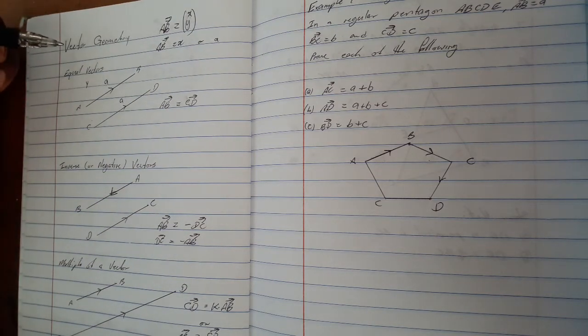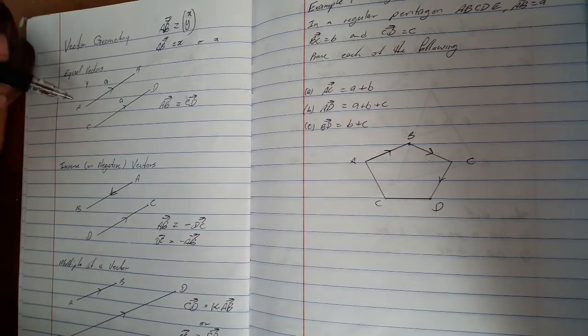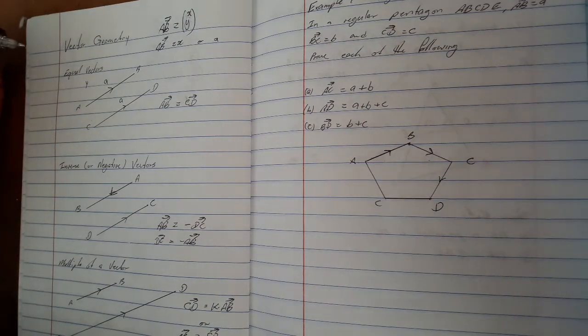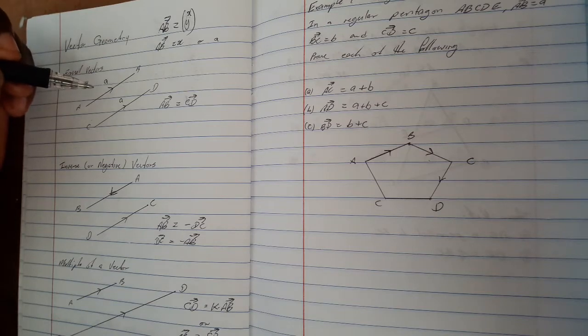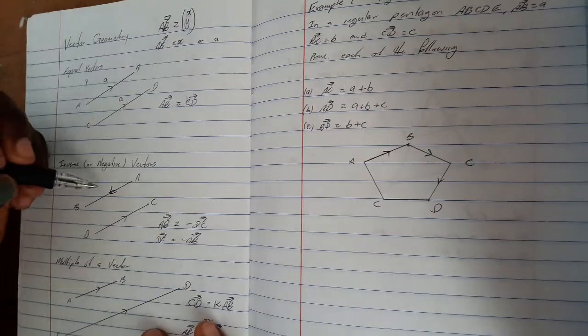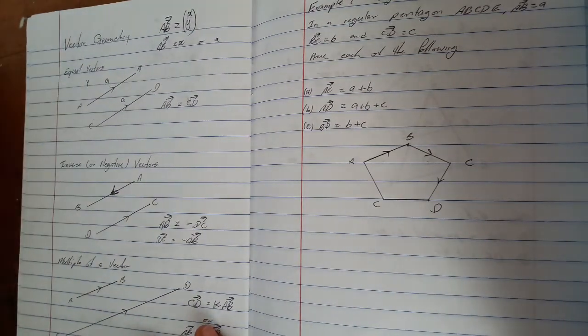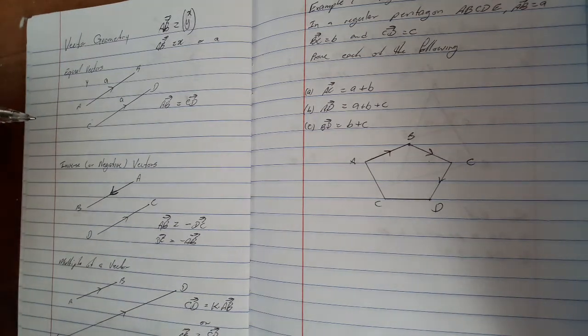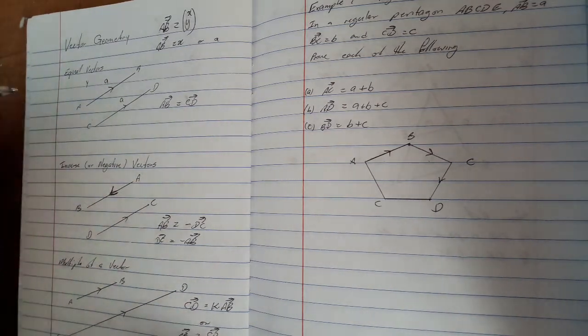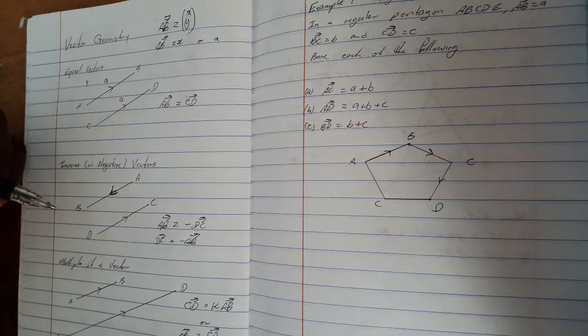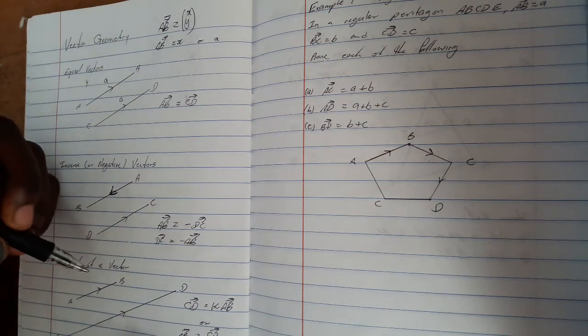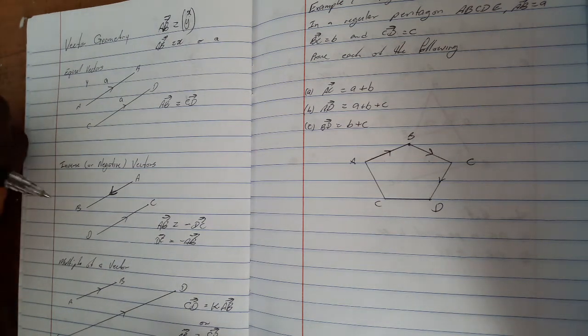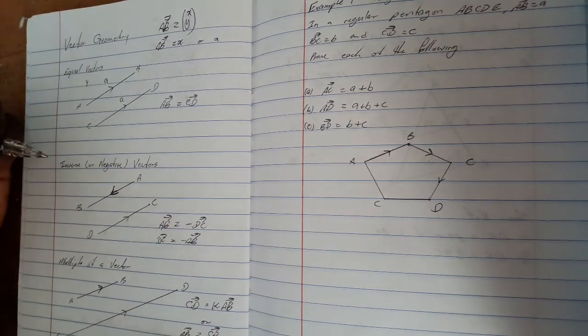So in vector geometry, we first look at equal vectors. We looked at equal vectors in vectors on the Cartesian plane, and we said two vectors are said to be equal when they have the same magnitude and they're going in the same direction. Then we have inverse vectors or negative vectors, same magnitude but going in the opposite direction. One is the negative of the other one. Then we have multiple of a vector. One is longer than the other one, and they are parallel.